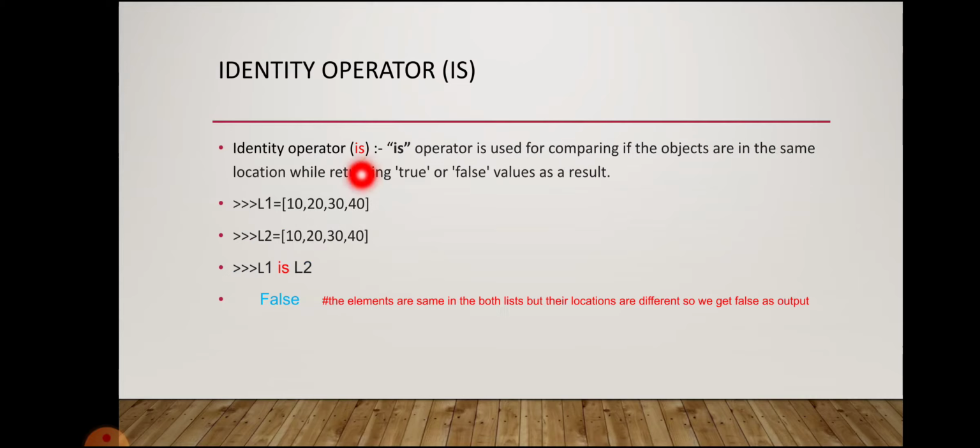Identity operator is. The is operator is used for comparing whether objects are in the same location, returning true or false as a result. L1 is 10, 20, 30, 40. L2 is 10, 20, 30, 40. L1 is L2 gives false, because the elements are the same in both lists but the locations are different.